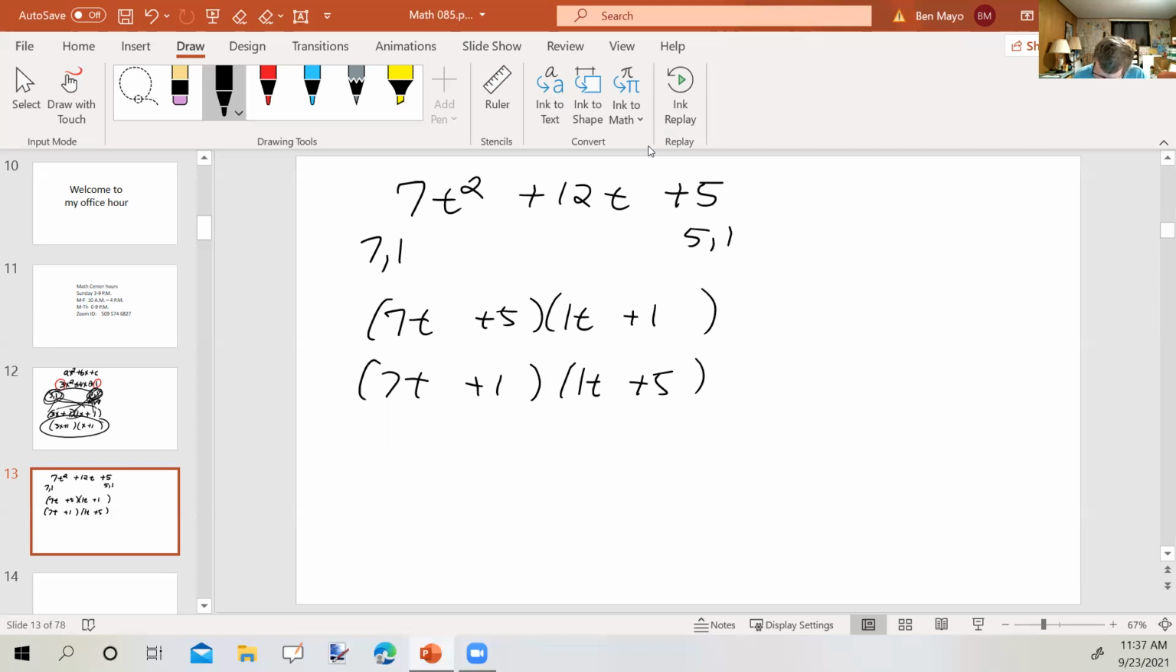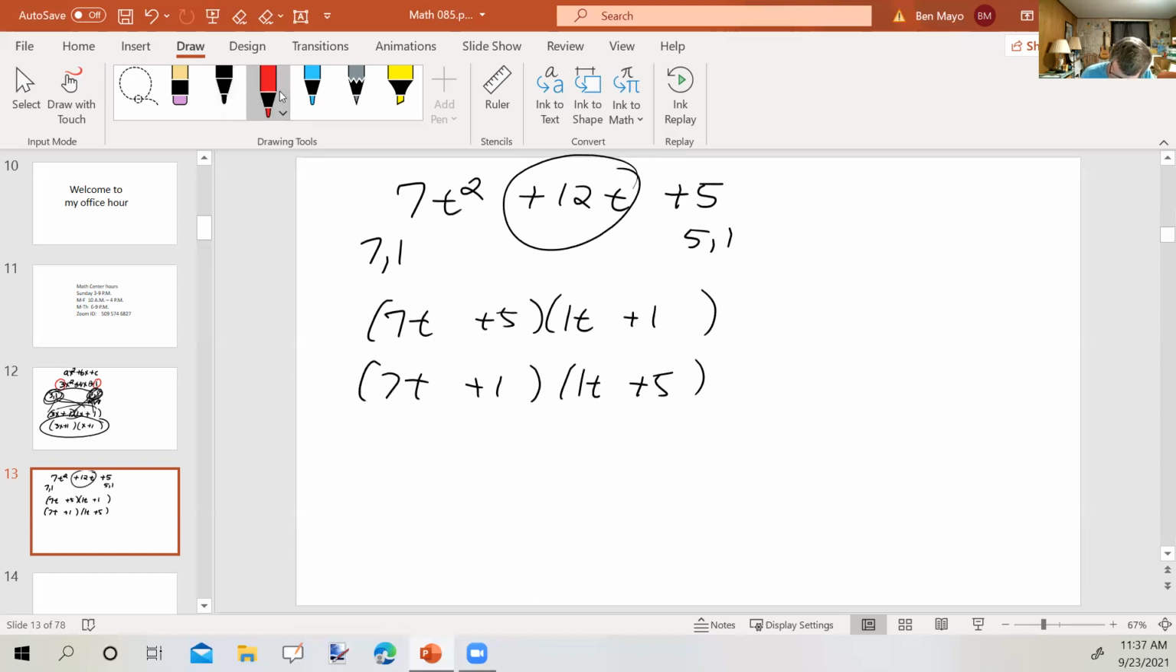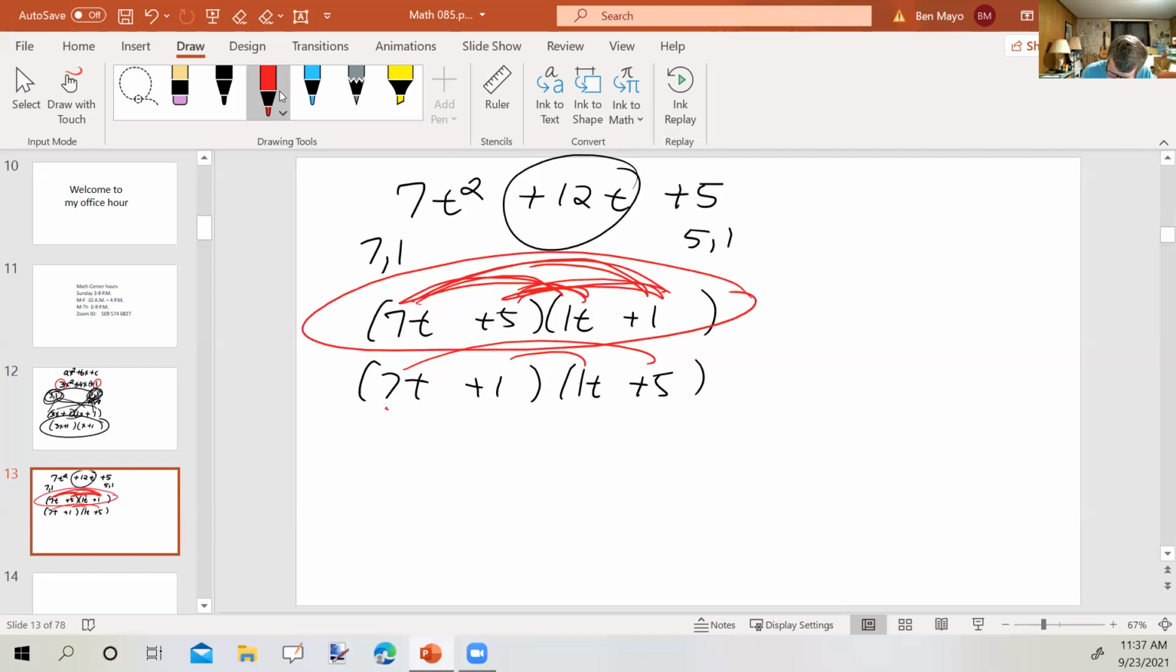Okay. So looking at these combinations, what I'm really looking for is how to get 12t in the middle. So where does that come from? That's the inner and the outer. Well, this first one, if I multiplied it out, I'd get what? 7t squared up front and plus 5 at the end. But in the middle, I'd get 7t plus 5t, which is 12t. So this is the correct answer. Now this one, I'd get 7t squared up front and 5 at the end, but the middle terms would be 35t plus 1t, which would be 36t.